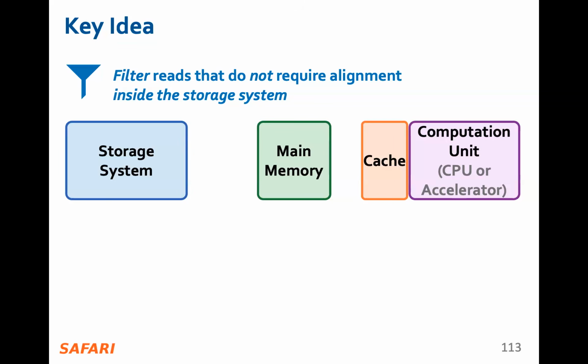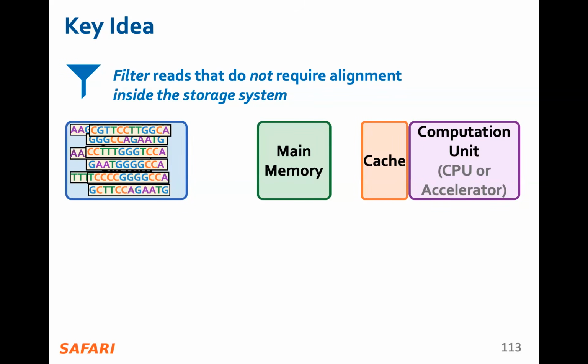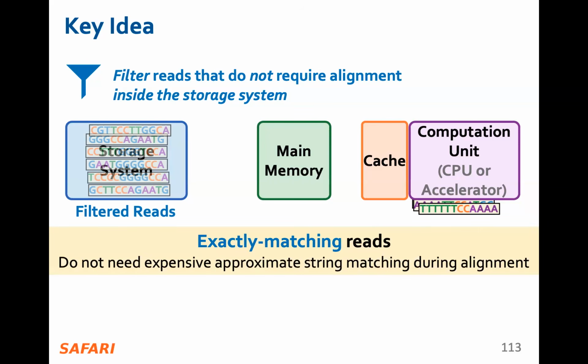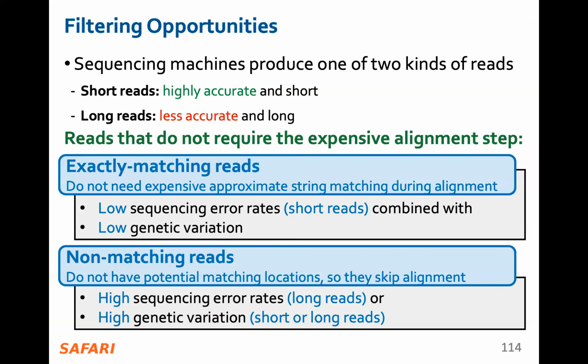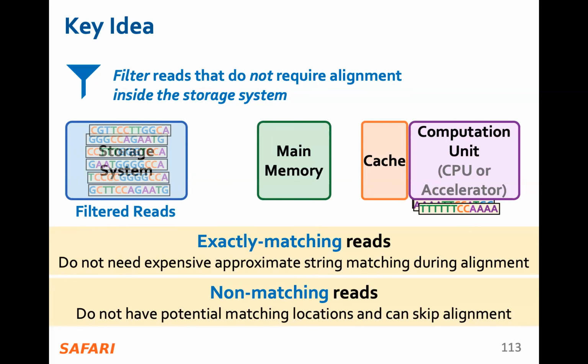So basically, in this work, our idea was to filter some of these reads that don't require alignment inside the storage system. So what do you filter? Hopefully you filter a lot so that you don't need to do a lot of movement of data. If you can have some accelerator in the storage system that can detect exactly matching reads, and this is relatively easy to do with Hamming distance, as we've discussed, you can filter them out. Of course, your software and mapper needs to be modified to take advantage of that as well. And also you can more easily, although not as easily as exactly matching reads, detect what is not going to match at all, let's say.